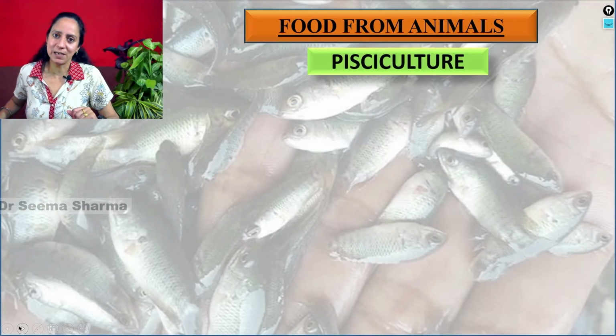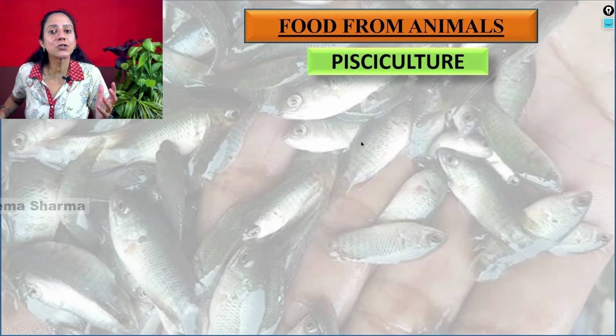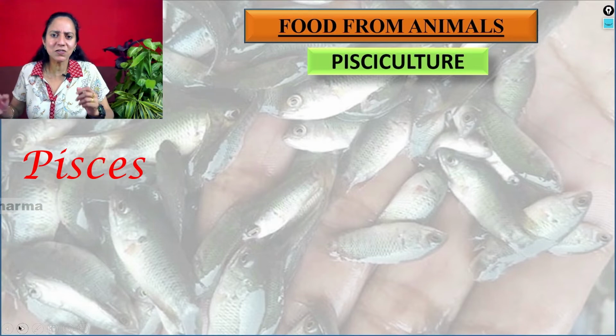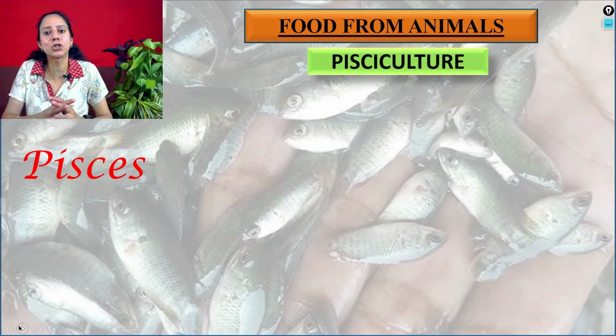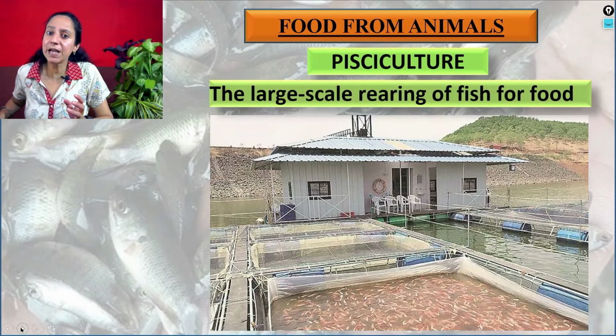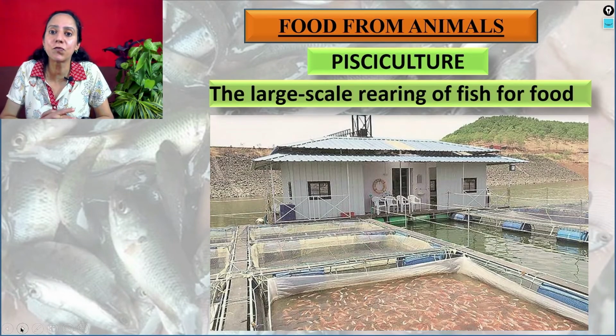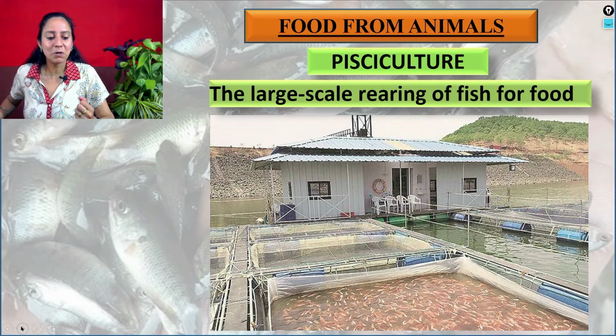Next is pisciculture. In zoology, fish is called pisces. So this is also an expanding branch of animal husbandry in which large scale rearing of fish for food and other purposes is done. Pisciculture is getting a good momentum in all the coastal areas.